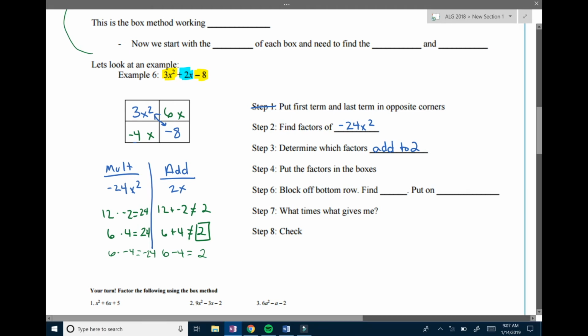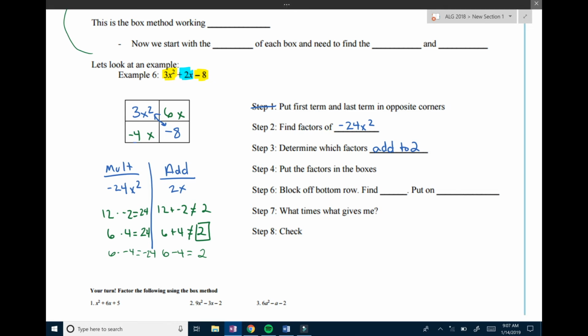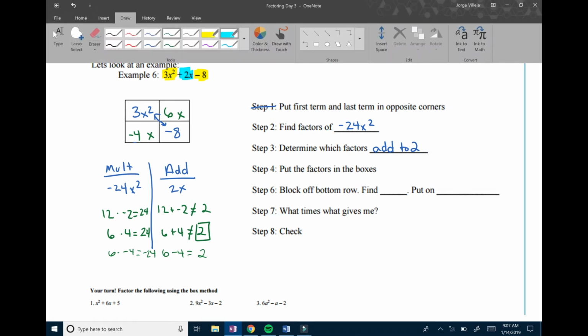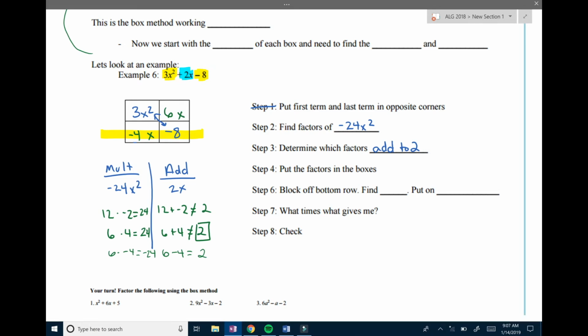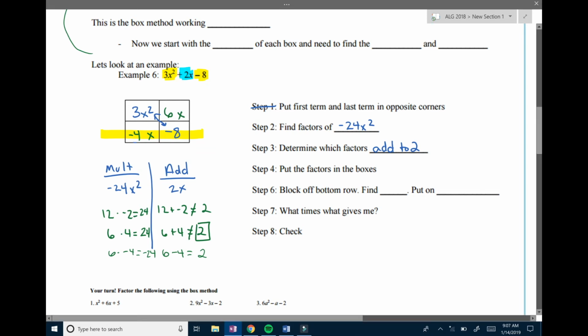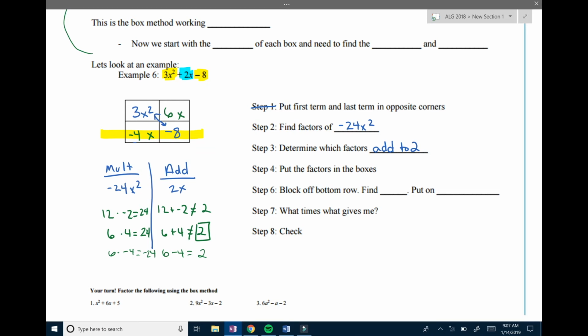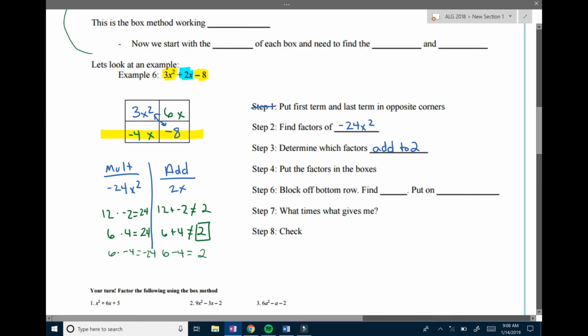Step 6, block off the bottom row and find blank, put on blank. So basically what that means is for right now, I'm going to highlight this. We're not looking at that bottom row. So I like to put a finger down so that way I don't look at the bottom row. But we are just going to block off that bottom row and find what 3 and 6 have in common. So again, what do 3x squared and 6x have in common? So find the GCF. And we're going to put that on the bottom.